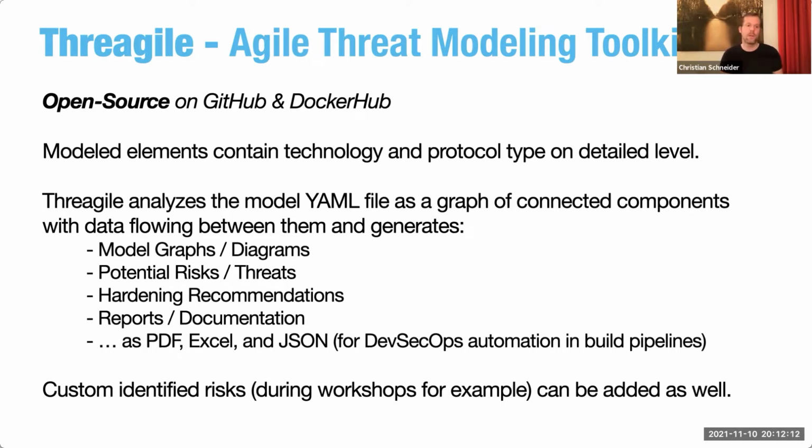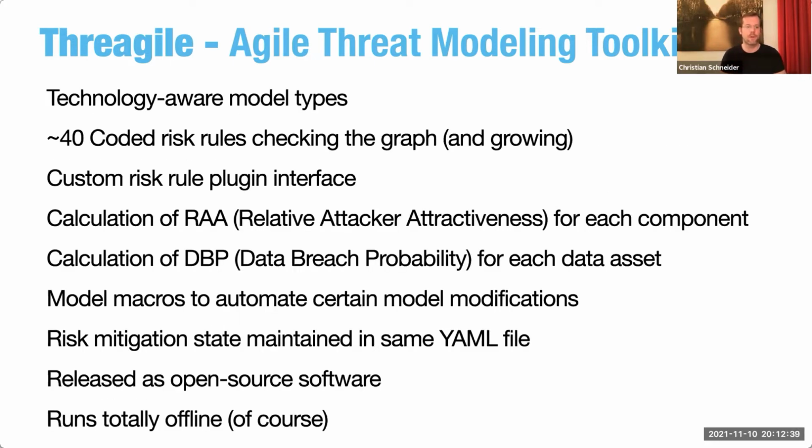So you model the classic threat modeling things in a YAML file, including the data assets, the technical components, as well as connections and trust boundaries. And the tool does analyze that as a graph of connected components and has some risk rules built in that can also be extended to derive those aforementioned things like the model graphs, potential risks, mitigation recommendations, and stuff out of that.